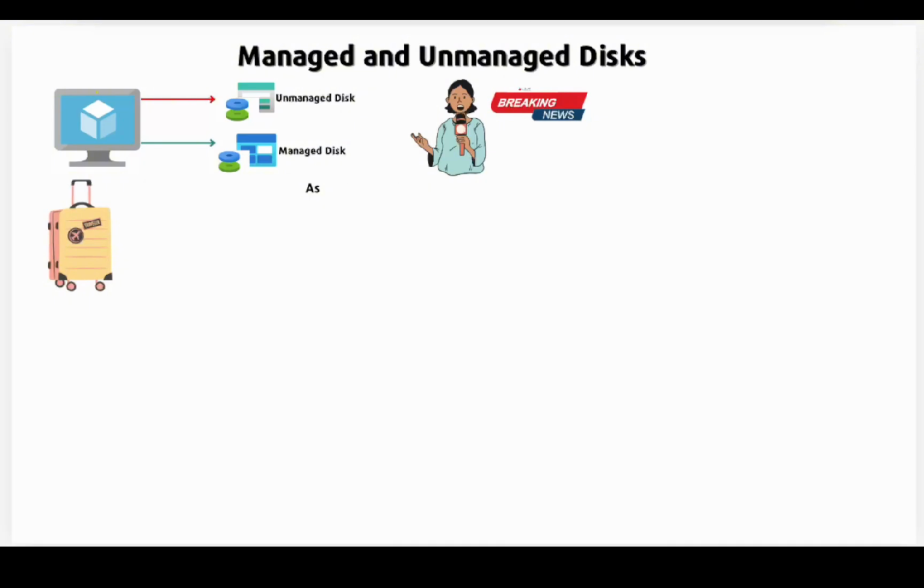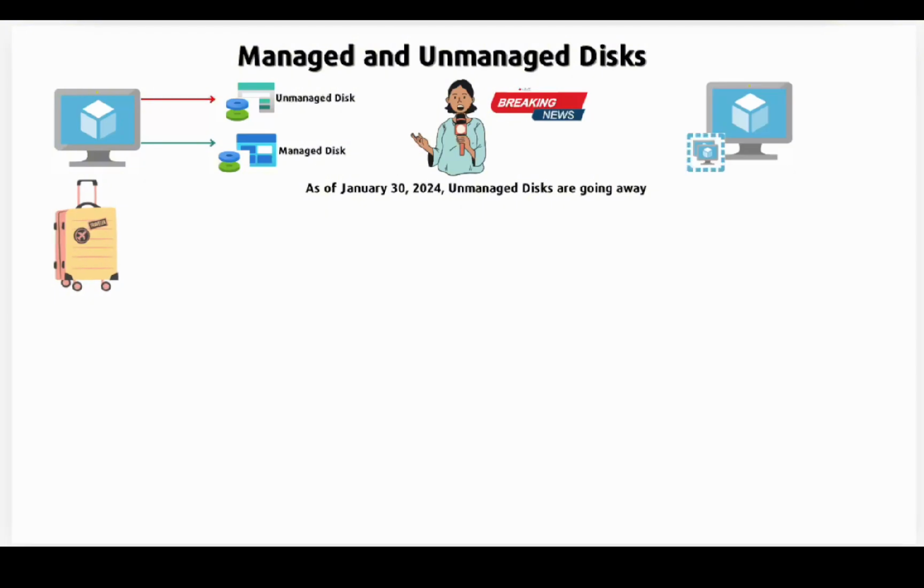There is a breaking news. As of January 30, 2024, unmanaged disks are going away. What does that mean? You will not have the option of creating unmanaged disks anywhere in the portal anymore. Why should you care? Well, managed disks offer better reliability for your SAP workloads, especially when you are using availability sets. This makes sure your disks are isolated, giving you more robust failover systems.